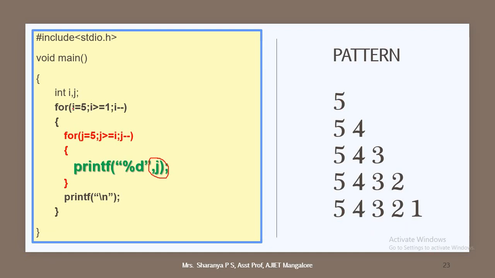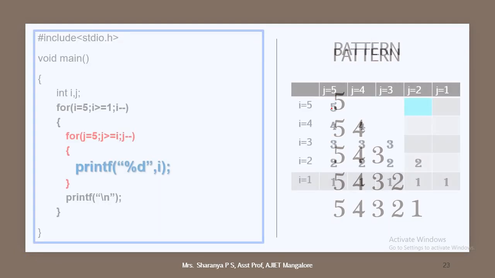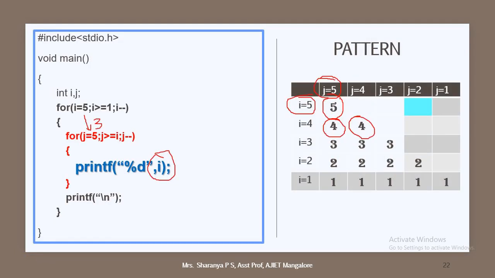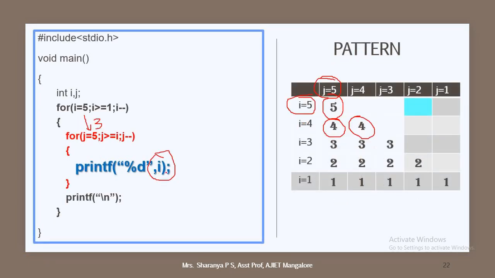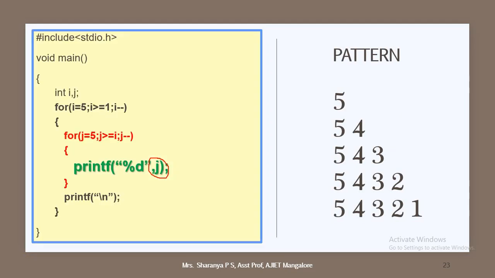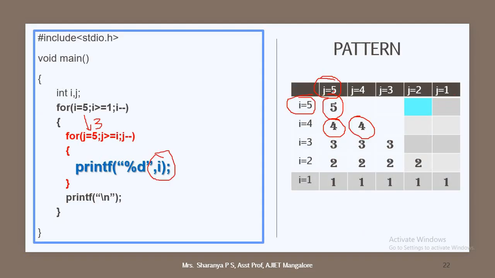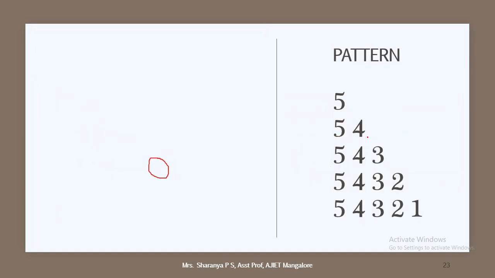How will it work? First, I will be 5. In the previous code, we were trying to print the I value, which is also J's value as well. And next, we printed the I value, which was 4 and 4. Now, we are printing the J value. So what is that? The J value in this case is 5 and 4. That is what we have printed onto the output screen.